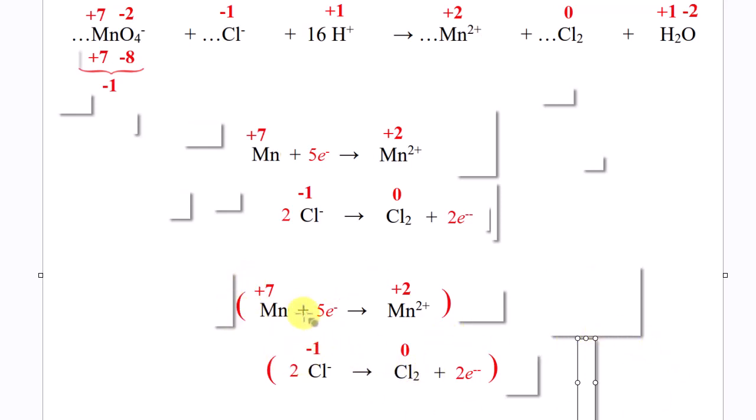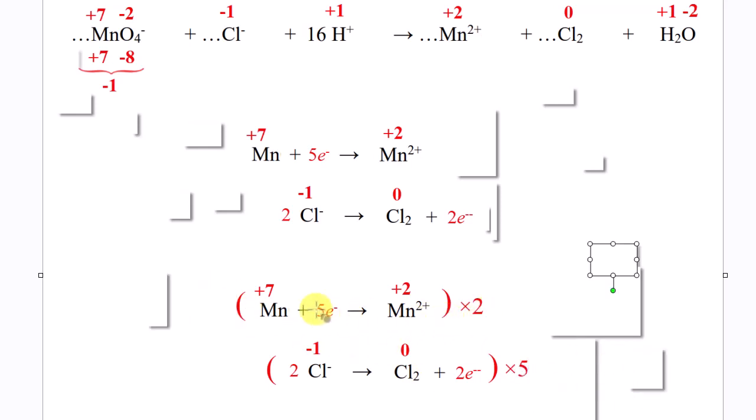Of course, 2 and 5, how am I going to make things equal with a set of whole number coefficients? If I multiply this reaction by 2, I get 10 electrons. If I multiply this reaction by 5, I get 10 electrons. That takes care of things. My reduction equals my oxidation. This is how the reaction is going to occur.